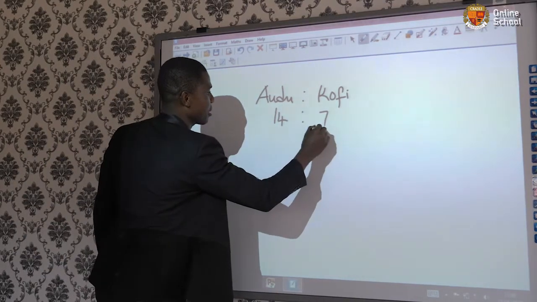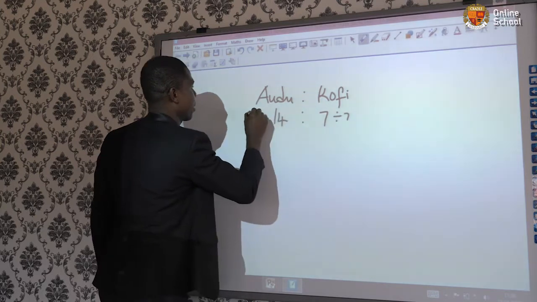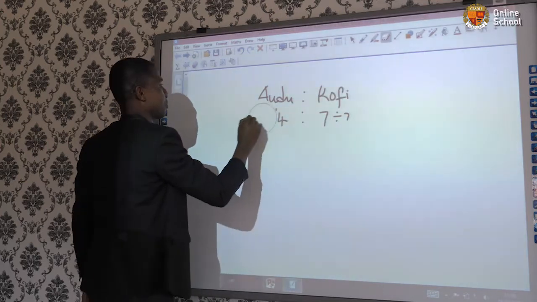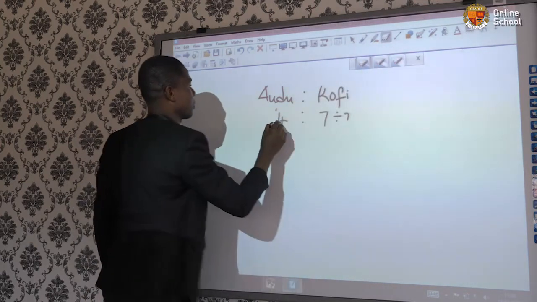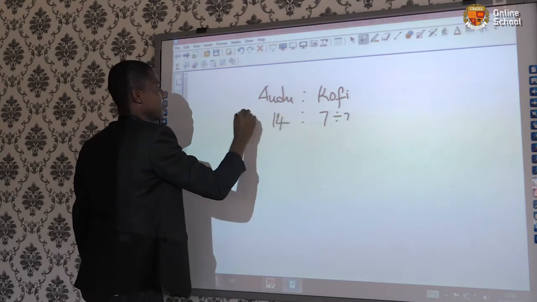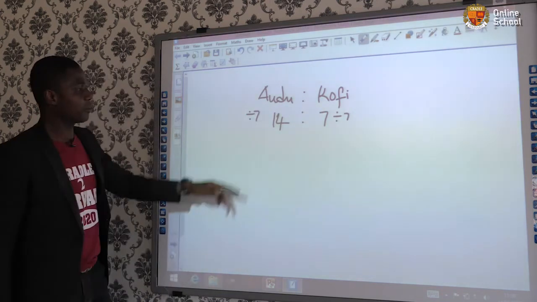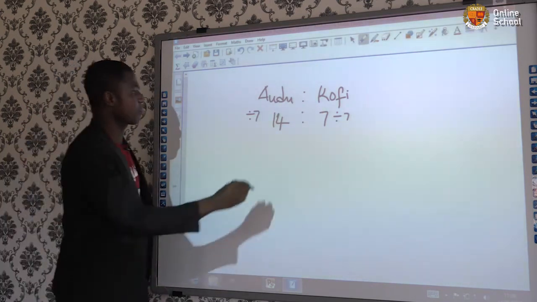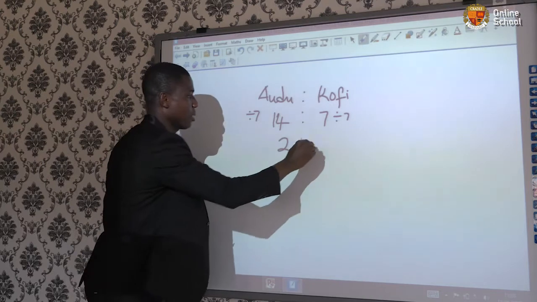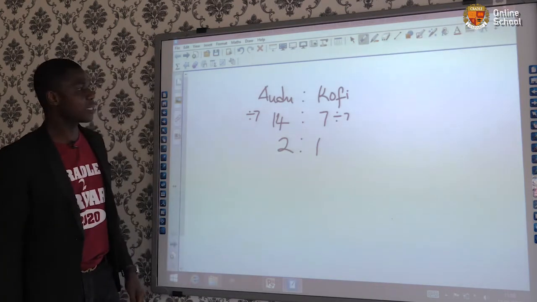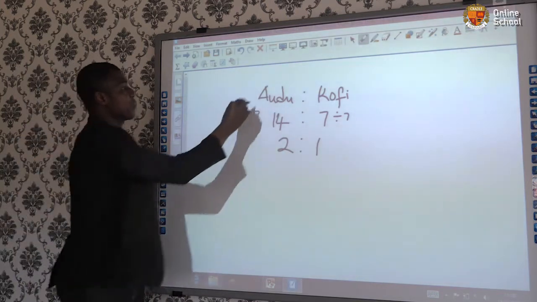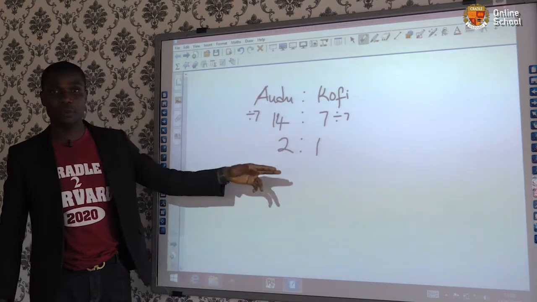So we divide by 7. We are dividing by 7. So 14 divided by 7 is 2, and 7 divided by 7 is 1. You can see that the ratio of Aldo's age to Kofi's age is 2:1.